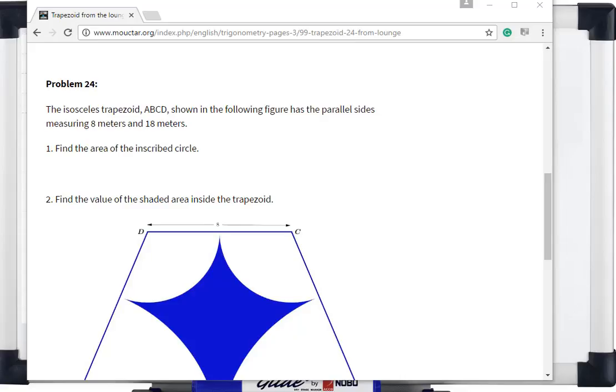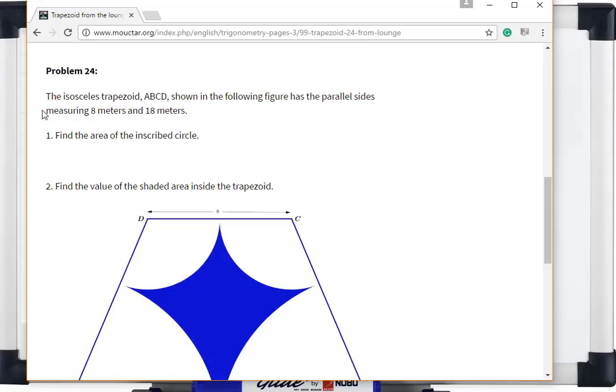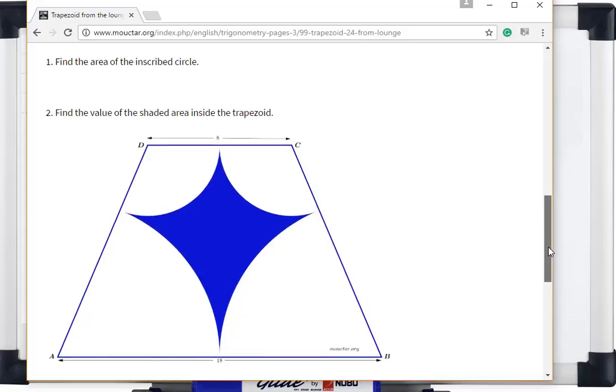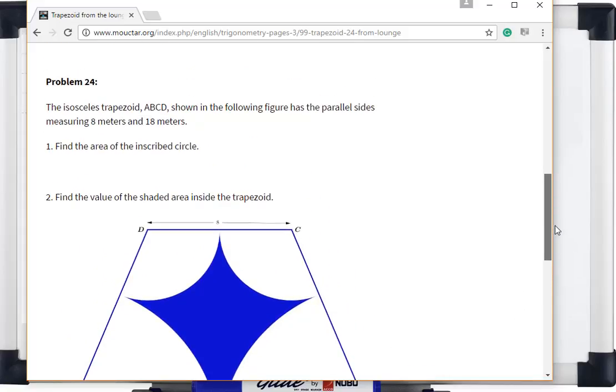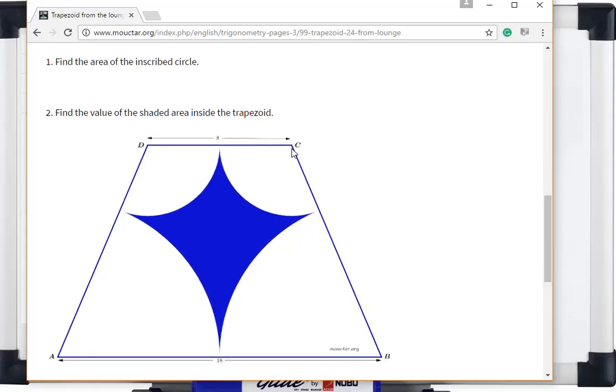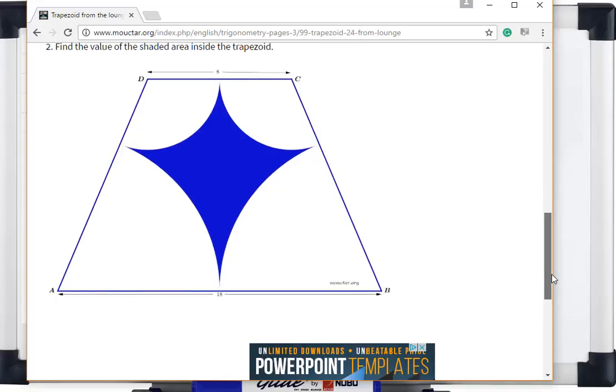There's a lot of problems in there. This is problem number 24. What we have here is an isosceles trapezoid ABCD. That means the non-parallel sides are equal. The small base DC is 8 meters and the big one is 18 meters.